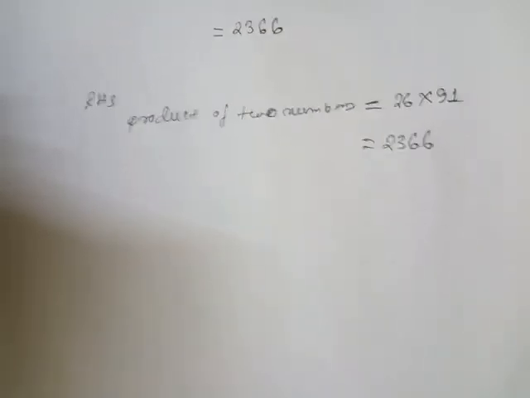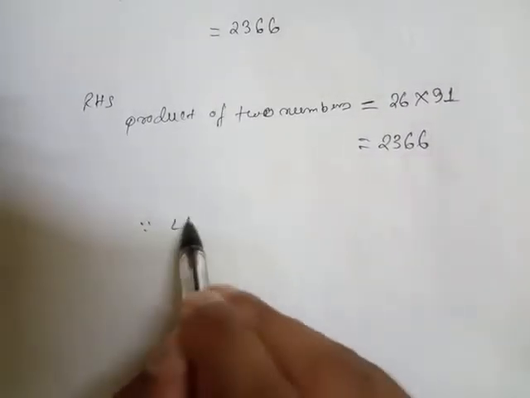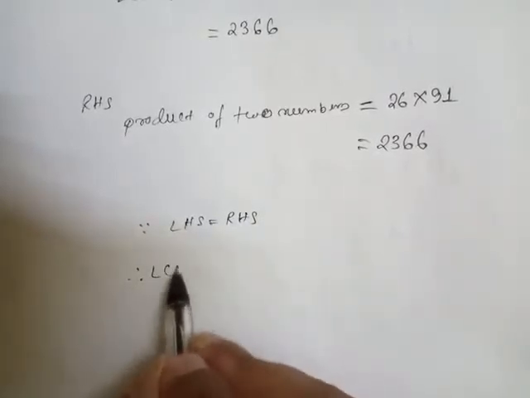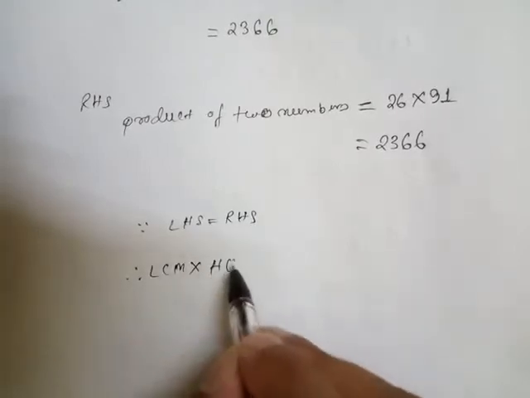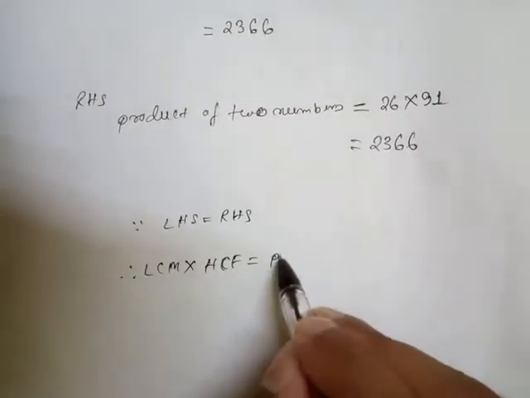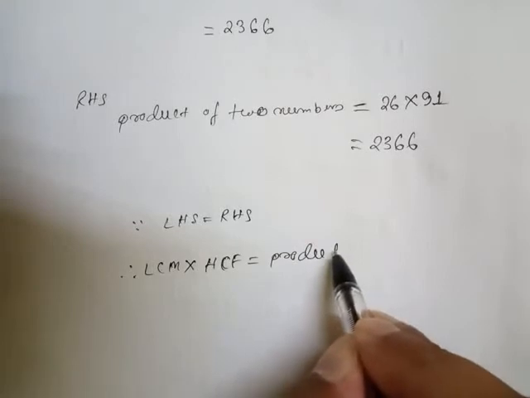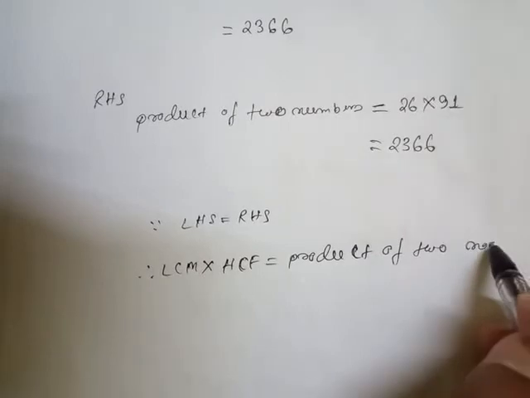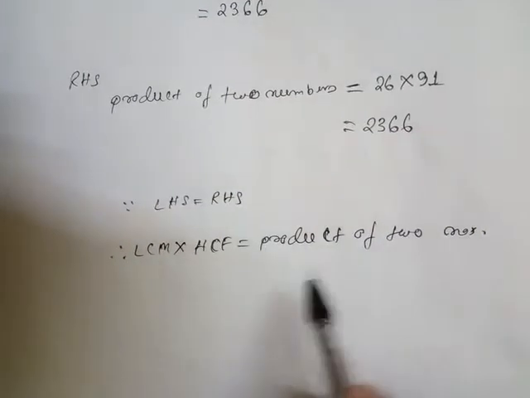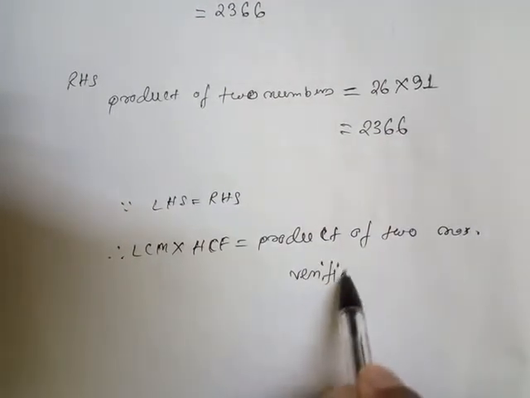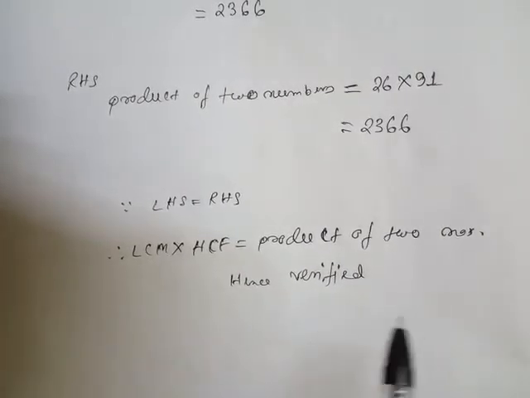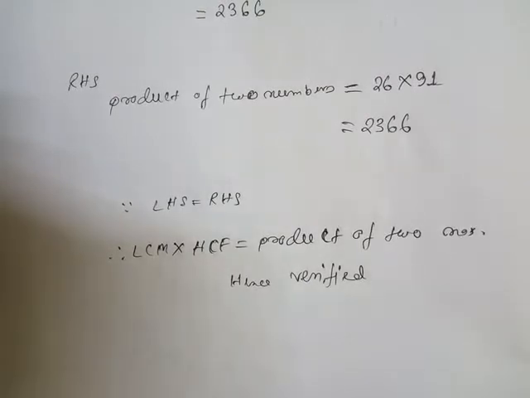So we'll write here the last line: since LHS equal to RHS, therefore LCM into HCF equal to product of two numbers, hence verified. The last line is hence verified. This is the answer of 2 Roman 1. And students, by watching the video, you will have to solve the other parts of question number 2 the same way.